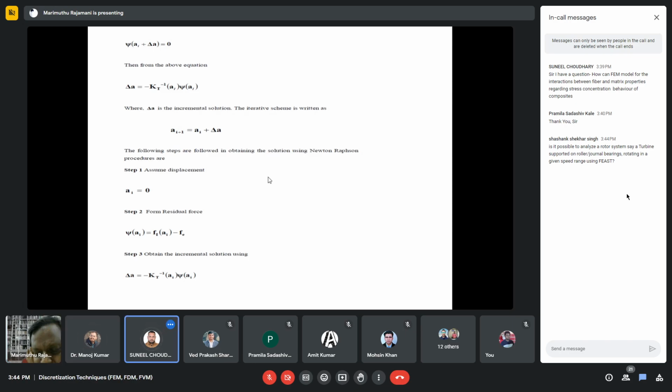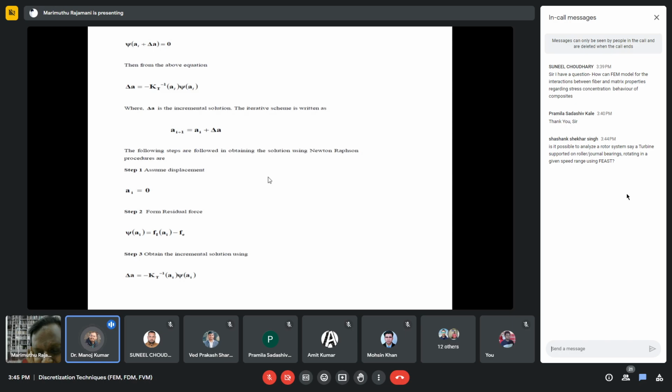Sir, there is another question by Shashank Shekhar Singh. Is it possible to analyze a rotor system, say a turbine supported on roller journal bearings, rotating in a given speed range using FIST? Yes, sir. FIST, we don't have that capability. Actually, it is not available.